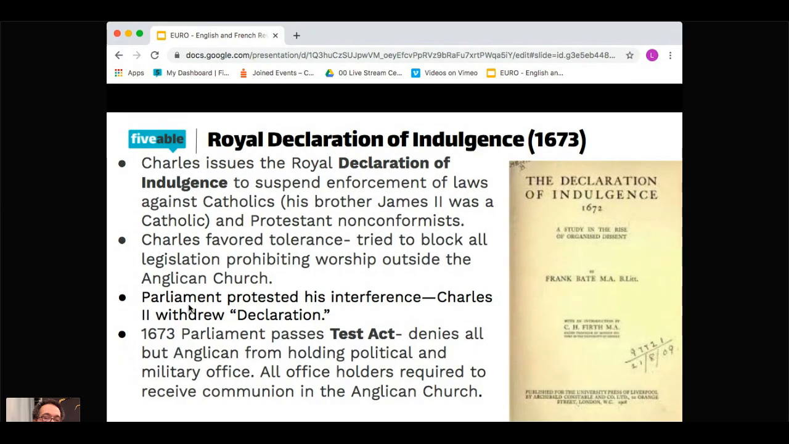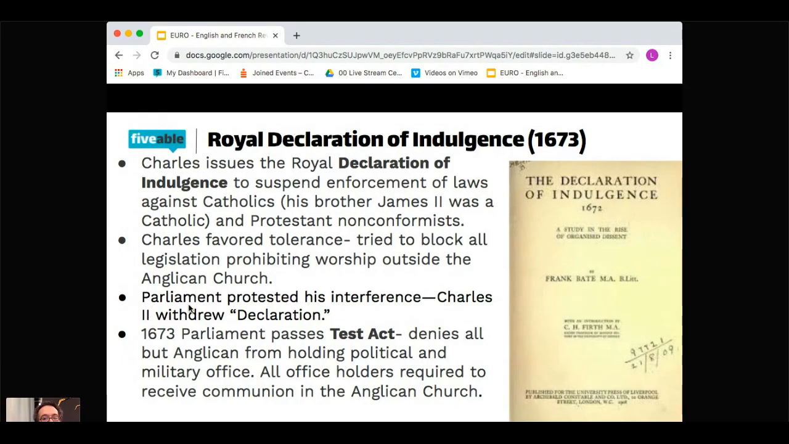Now, this creates a lot of tension, and Parliament wants to punish anyone who's Catholic. Charles stands his ground that they are not going to push and punish the Catholics. So it could be that we have the same situation like his father. Is there going to be a civil war? Are they going to push back? So it's a very, very delicate situation.